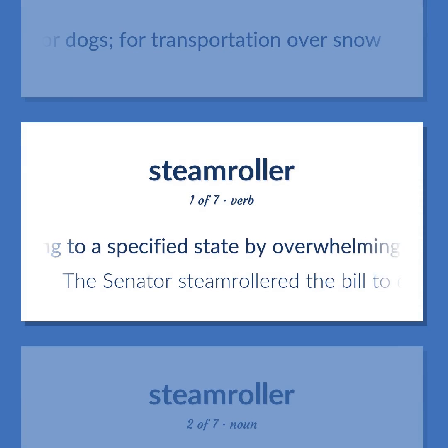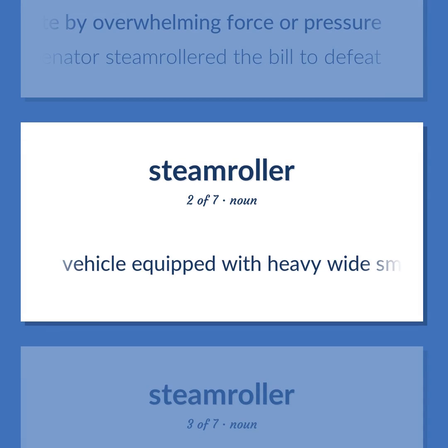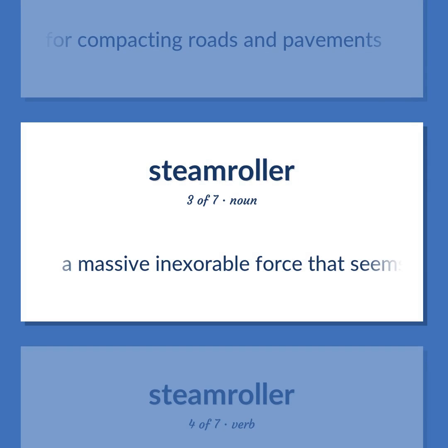Bring to a specified state by overwhelming force or pressure. The senator steamrollered the bill to defeat. Vehicle equipped with heavy wide smooth rollers for compacting roads and pavements. A massive inexorable force that seems to crush everything in its way.